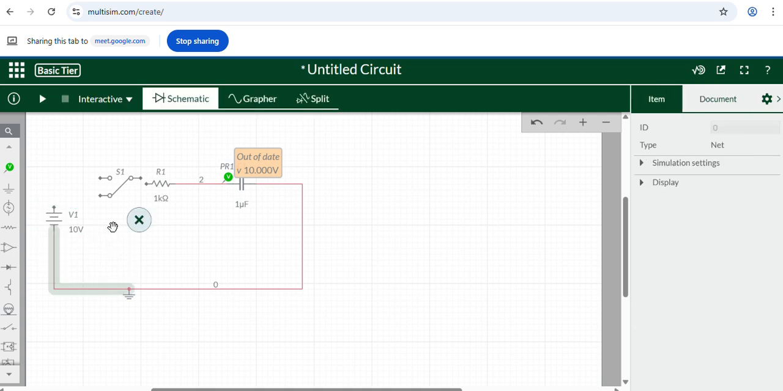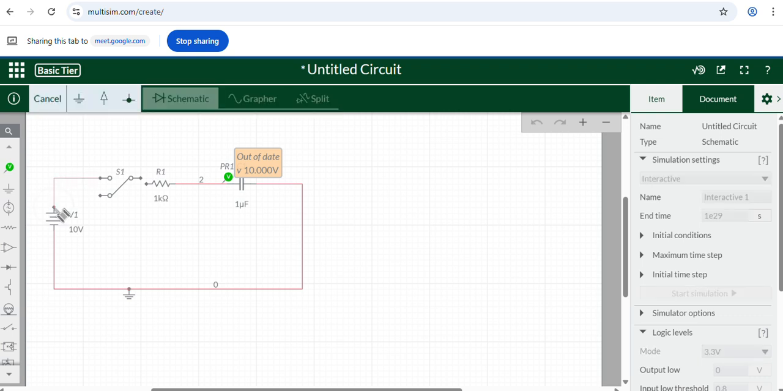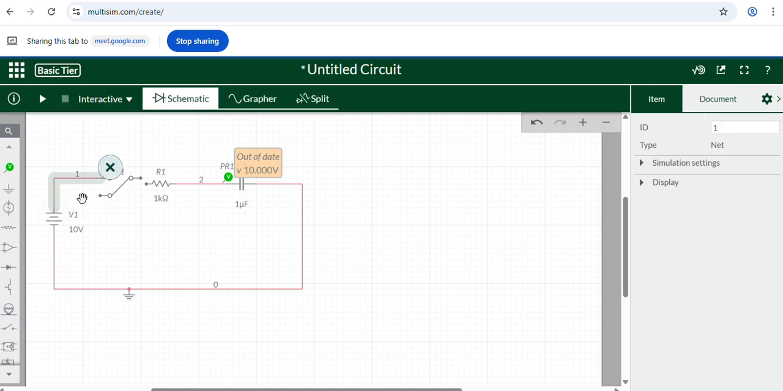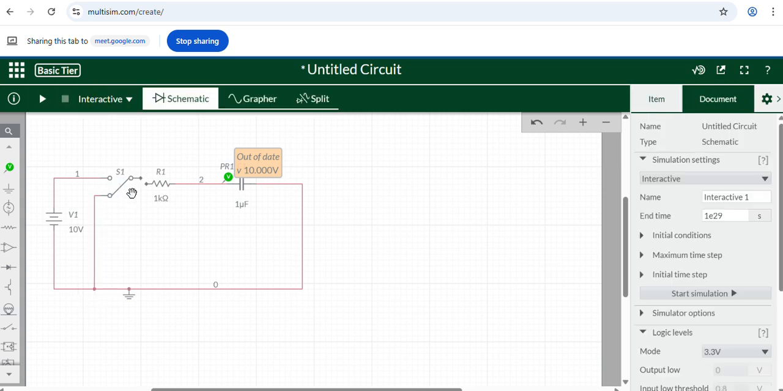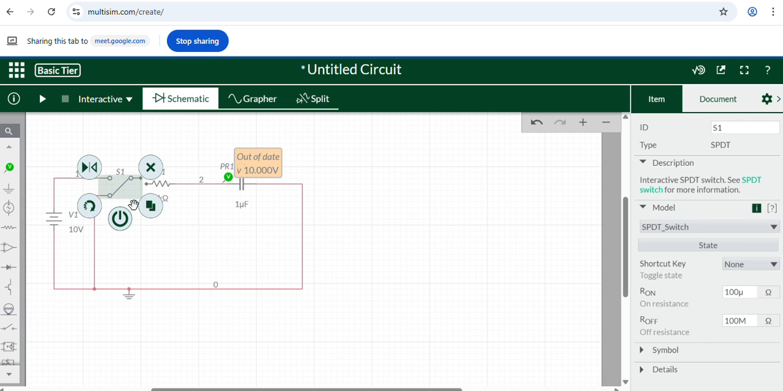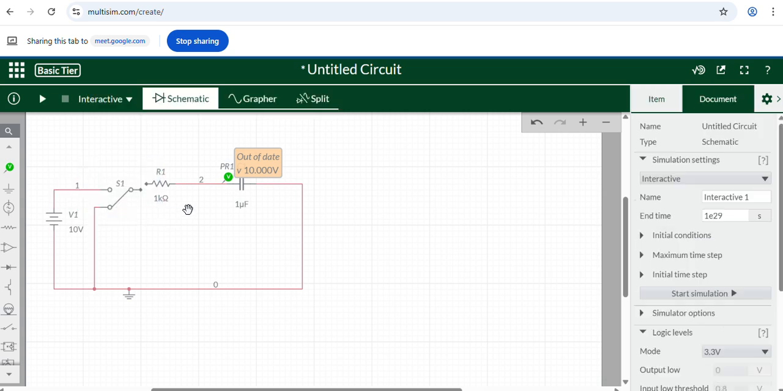Okay, so battery, ground, and this common point with this. Okay, so is it okay now?